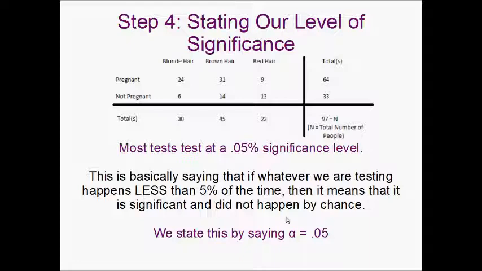This is something that statisticians have agreed upon, that if something happens less than 5% of the time, then it's pretty significant. So this is mostly what we test for in statistics. You can use another thing for your significance level, but generally we stay around 5%. If you don't decide to go with 5%, I can show you how to go by a different significance level.